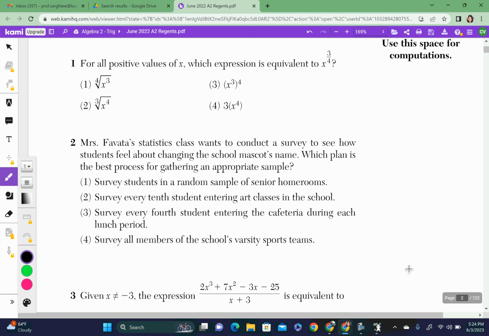So for the first one, definitely calculator, right? You could store a number in for X, plug this in, see which one matches. This is also on the non-negotiables. So you have X and you have to say which one is equivalent to.